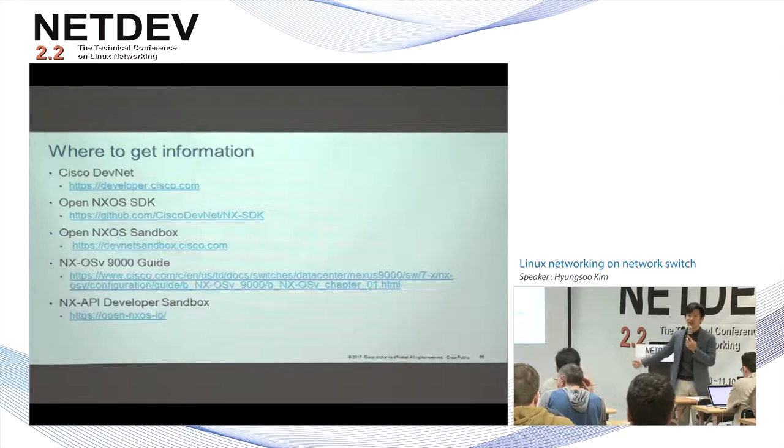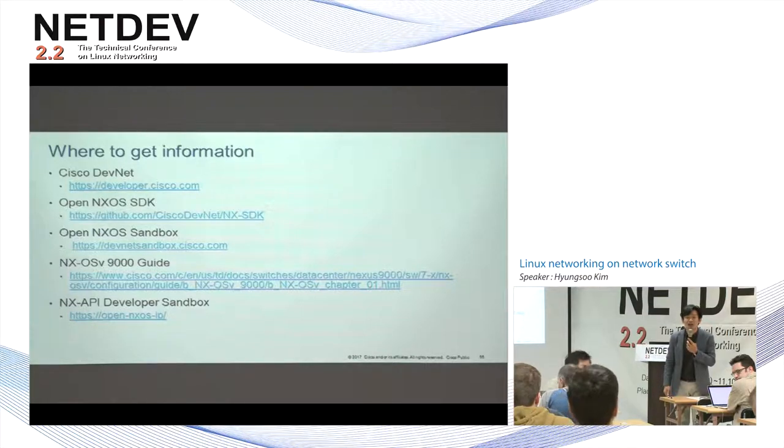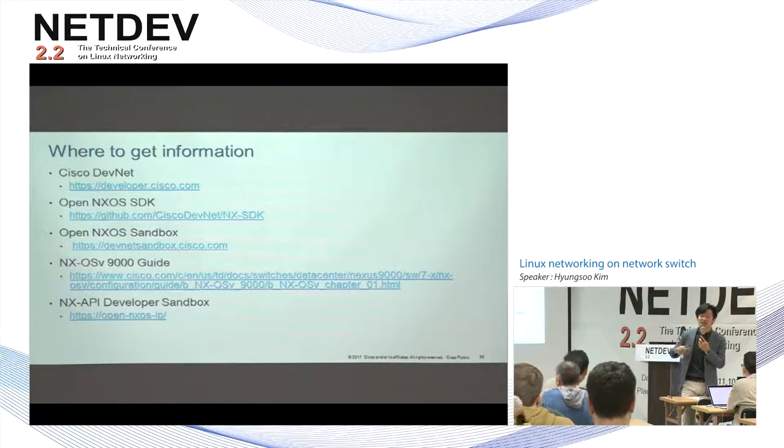So are customers asking for Open Nexus and actively deploying it outside of a lab? My understanding is that Facebook and Google are asking for this feature, Open NXOS. But normal enterprises actually do not request this. They just use NXOS. Even if they deploy Open NXOS, they are just using NXOS features.